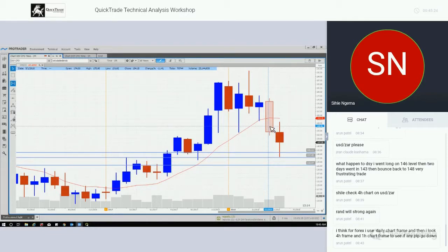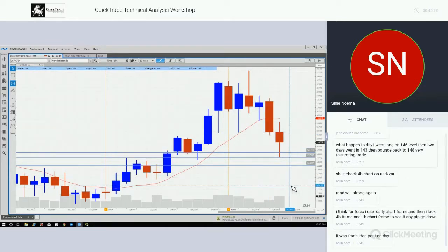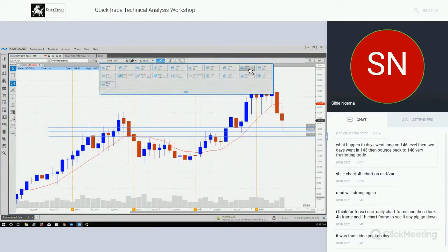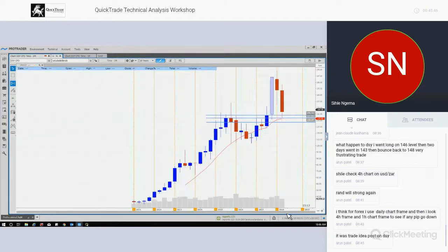So the main reason why we saw DSY bouncing off that 137, 140 is because we have some massive support around that area. If you are using the quarterly time frame, let me show you on the quarterly time frame. You'll be able to see it.